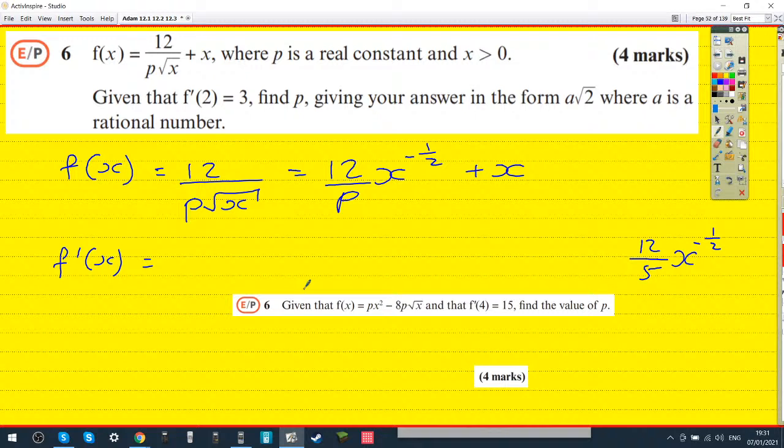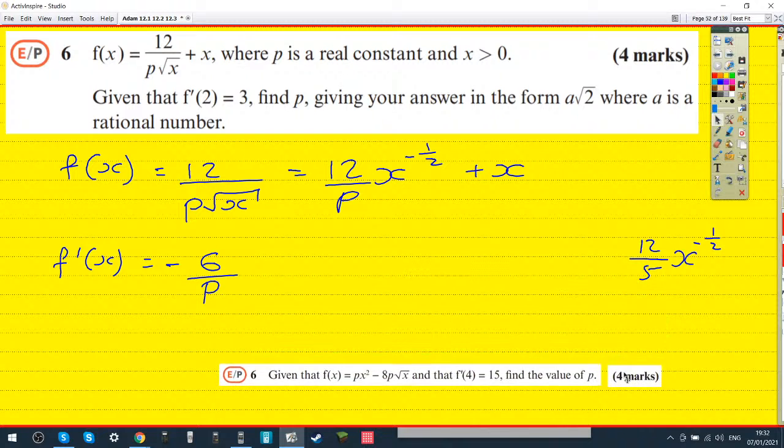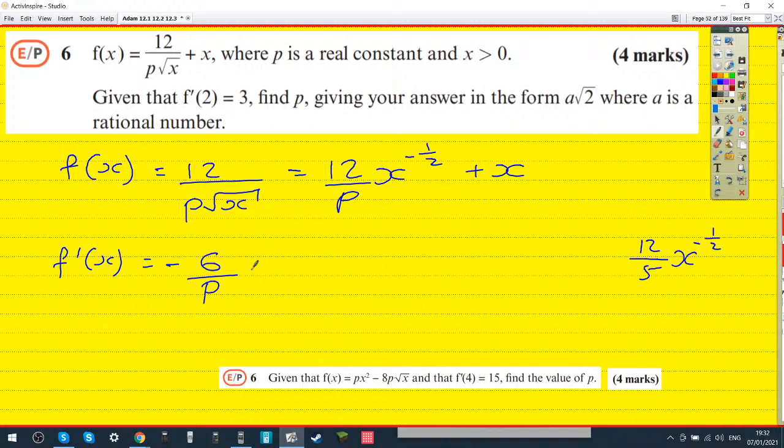So would you do it as x then? So would it just be minus 6 over something? Wait, no, it wouldn't be. Yeah, I think it's minus 6 over p. Okay. And what else? Plus x. And then, no, we need to make it minus 3 over 2, x to the power of minus 3 over 2. Yeah. And then plus x at the end. The derivative of x.